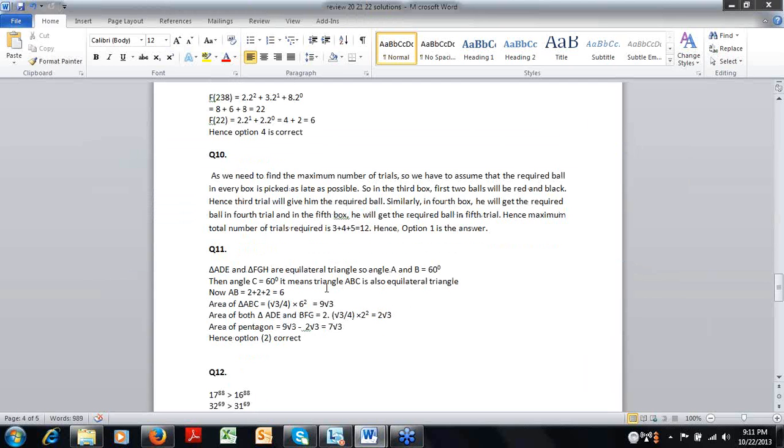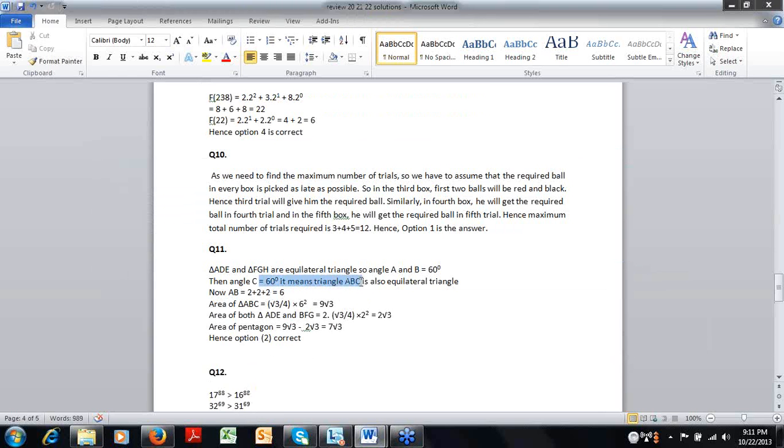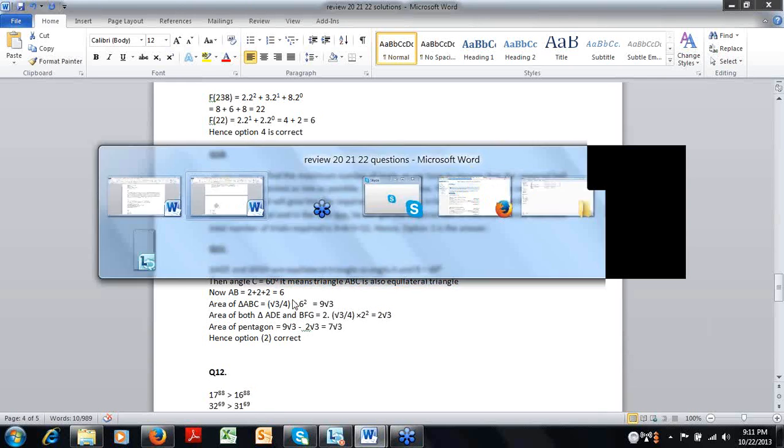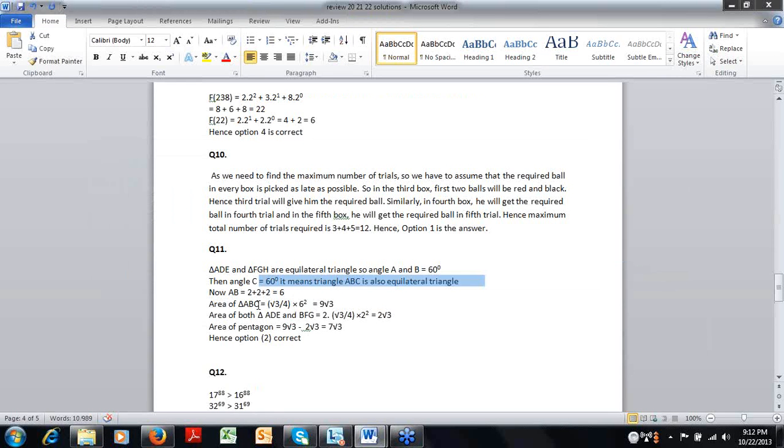So ADE and BFG are equilateral triangles, so angle A and B are 60 degrees. That means ABC is also an equilateral triangle. So AB will be equal to 2 plus 2 plus 2, that will be 6. ABC will be a triangle with side 6. So we can find out the area of triangle ABC, root 3 by 4 a square. It will be 9 root 3.